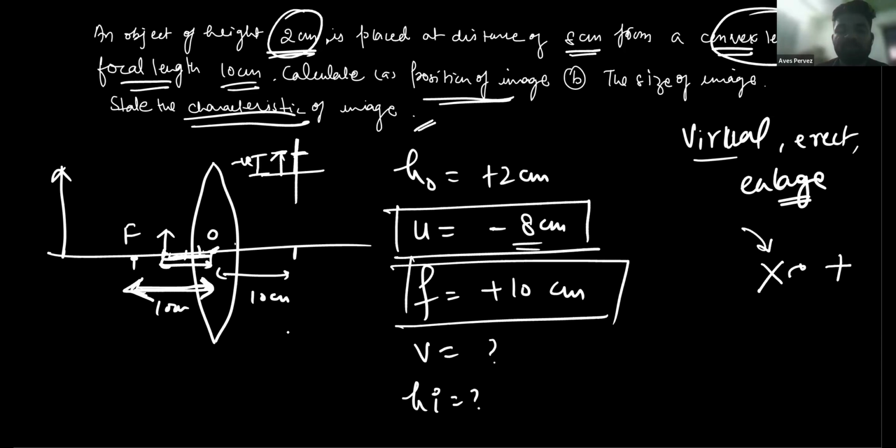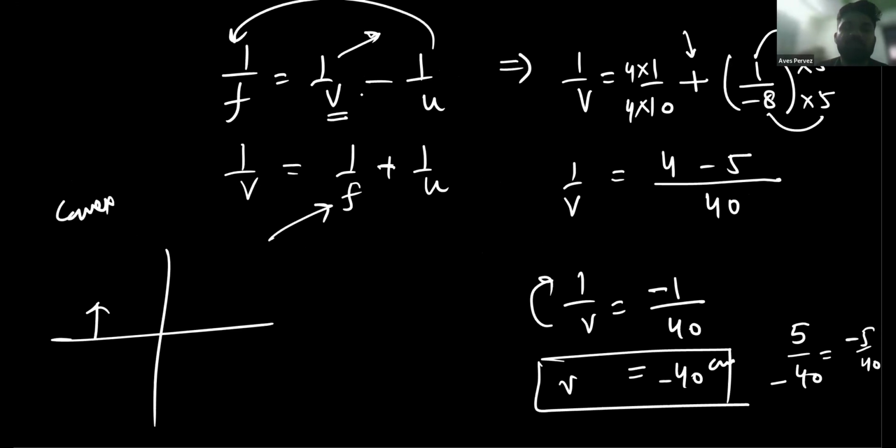Now moving further, we put everything in the formula. That is the mirror formula: 1 by F is equal to 1 by V minus 1 by U. If I take this term to the other side, it becomes plus. So the value of 1 by V will become 1 by F plus 1 by U. Now just put the value of each thing here.